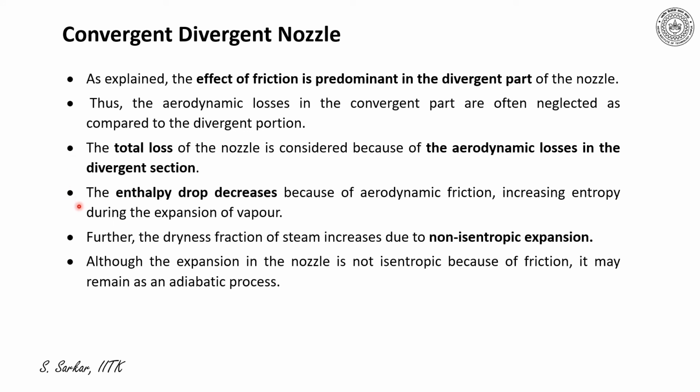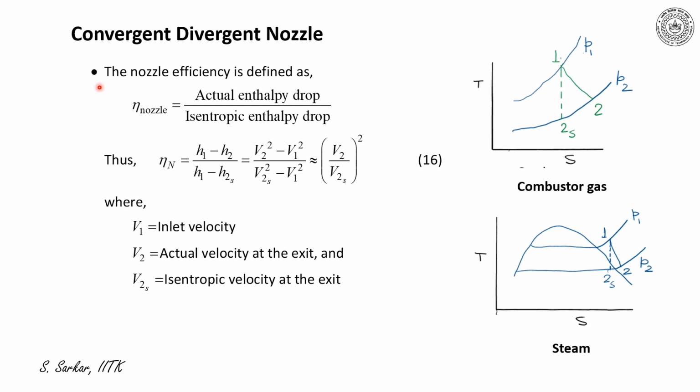Now, the enthalpy drop decreases because of aerodynamic friction, increasing entropy during the expansion of vapor inside the nozzle. Further, the dryness fraction of steam increases due to non-isentropic expansion. It should be noted that although the expansion in a nozzle is not isentropic because of friction, it may be considered adiabatic, considering the fact that expansion is a faster process and the heat transfer from the nozzle may be neglected. Now let me define the nozzle efficiency.